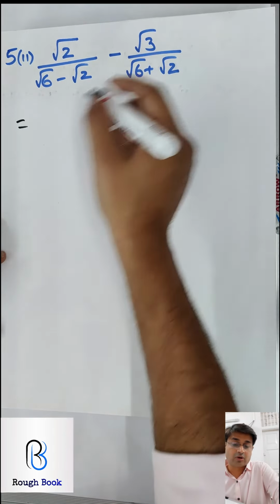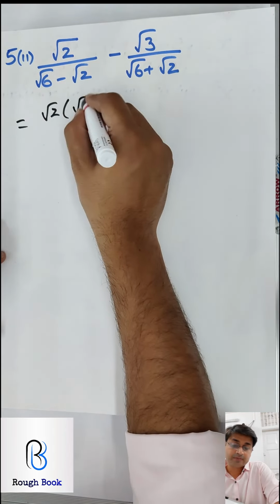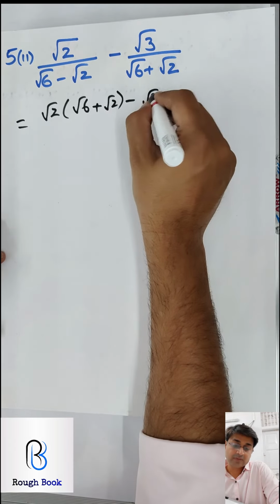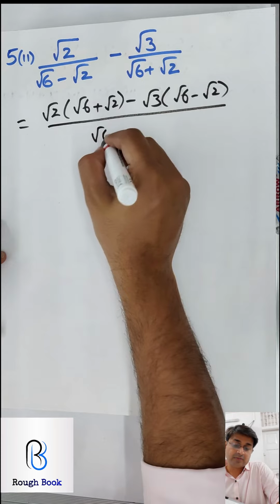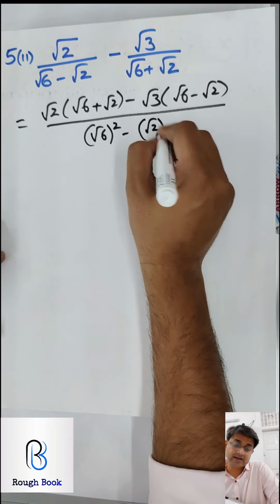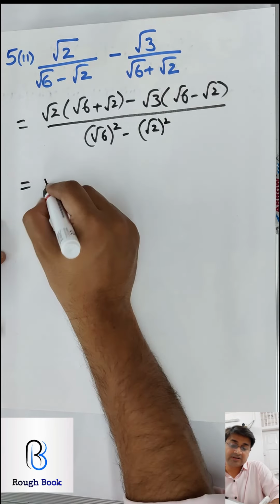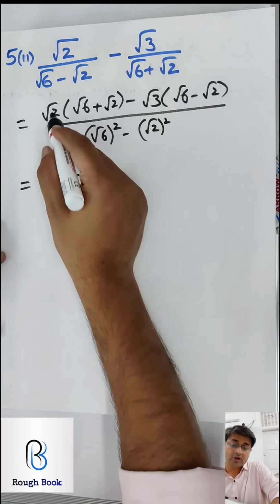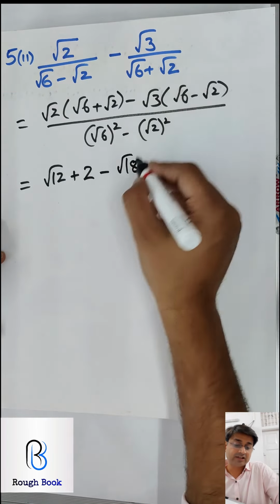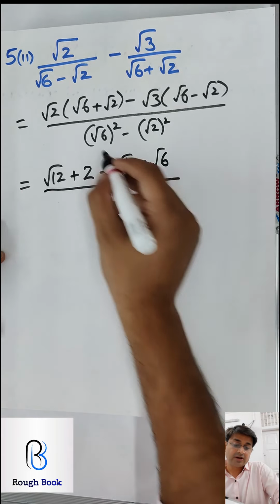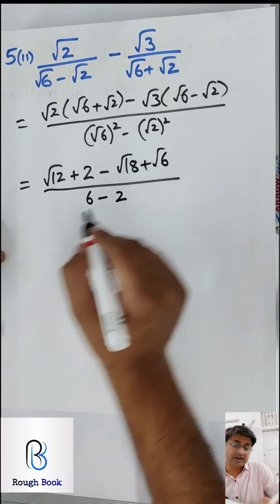So here you can do cross multiplication. So root 2, root 6 plus root 2, root 3, root 6 minus root 2. Whereas in the denominator you get a square minus b square. Opening this, I get root 12. Root 2 into 2 is 2. Likewise here root 18 and minus minus plus root 6. Denominator becomes 6 minus 2.